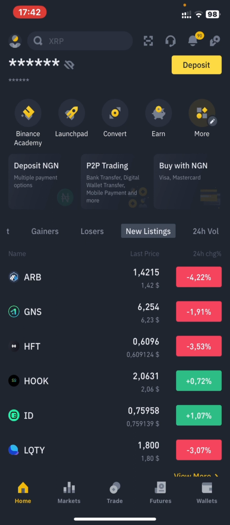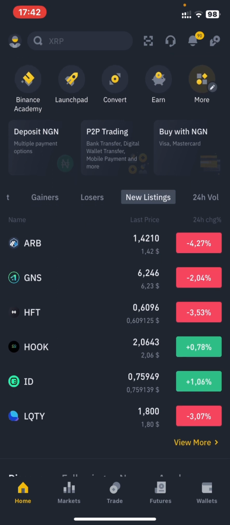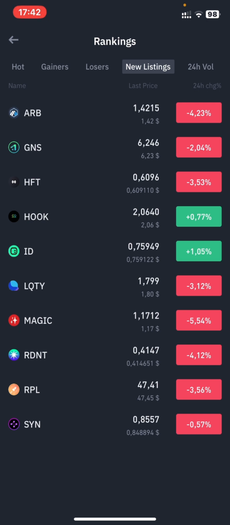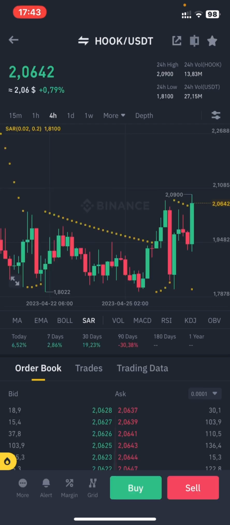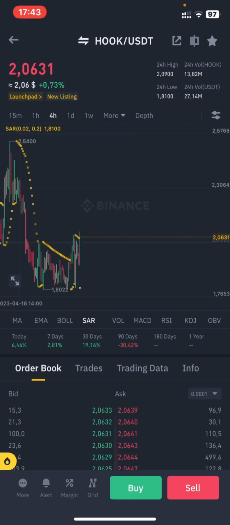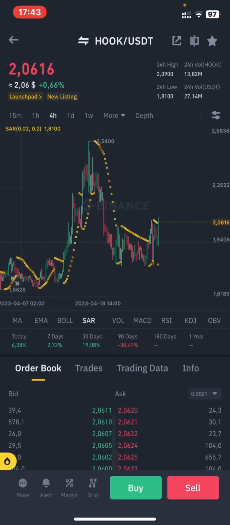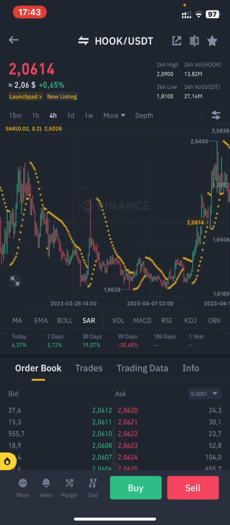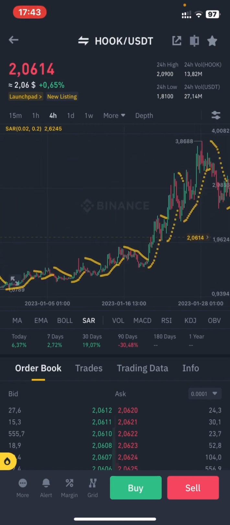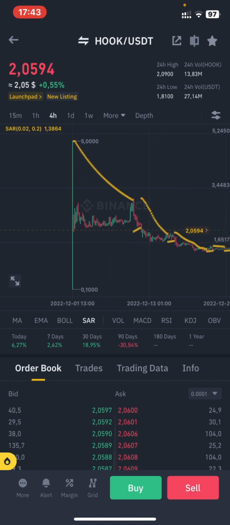So this is how the strategy goes. You have to be here on Binance, and look at any coin Binance lists on their Launchpad or Launch Pool. You just have to buy this coin after Binance launches the token, not immediately, but when the price goes down. This is how it works.